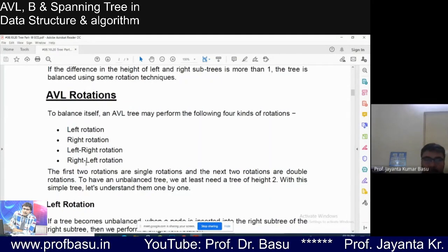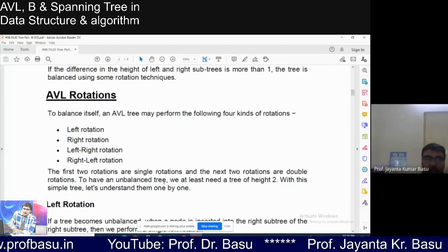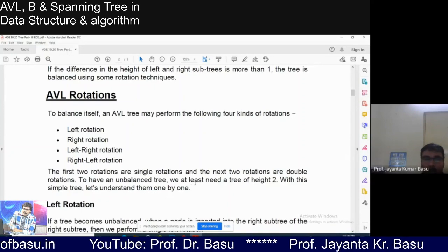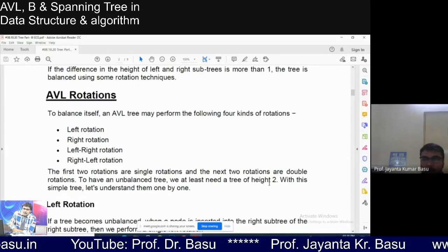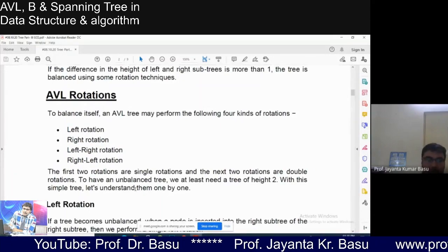Right. These are the rotations of the subtree of a particular tree. To have an unbalanced tree, we at least need a tree of height 2. With this simple tree, let's understand them one by one.